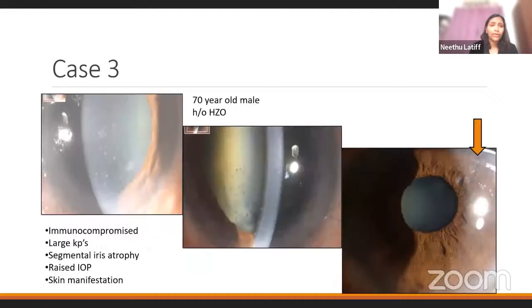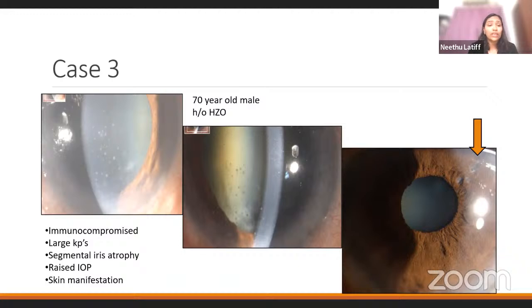Here is a case of a 70-year-old male with a history of herpes zoster ophthalmicus a few months back. And he presented to us with left eye anterior uveitis. You can see the large and medium pigmented KPs in the cornea. And also please note the iris atrophic patches. The probable diagnosis is VZV anterior uveitis.